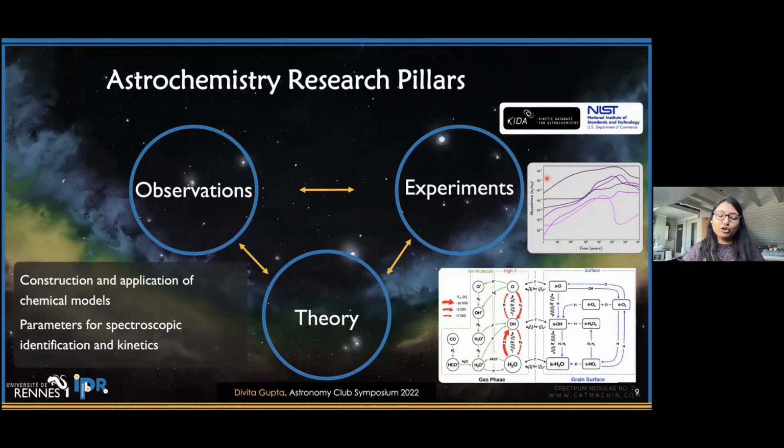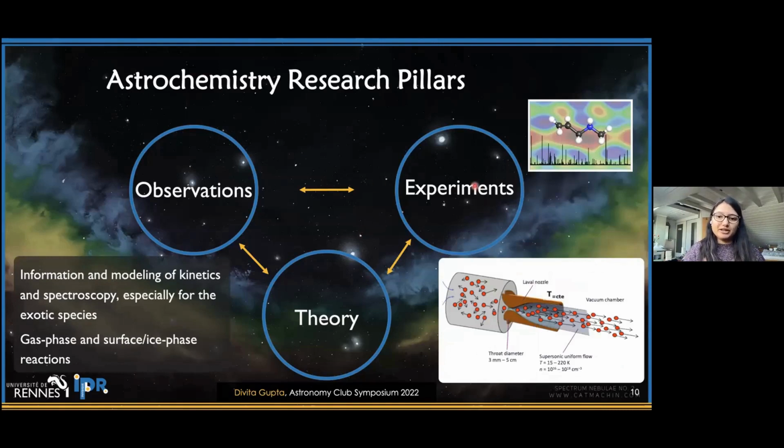And what you also need is not just the chemical modeling, but for these chemical models, you also need the kinetics and the spectroscopic identification. Many of these species are so unique to space that you essentially don't have experimental measurements for their spectroscopy. So in those cases, you also need theoretical spectroscopic parameters.